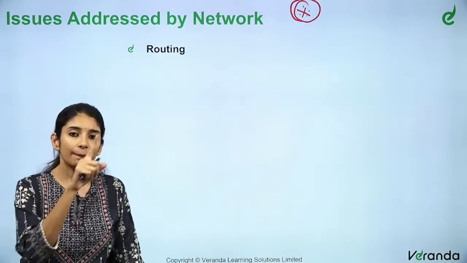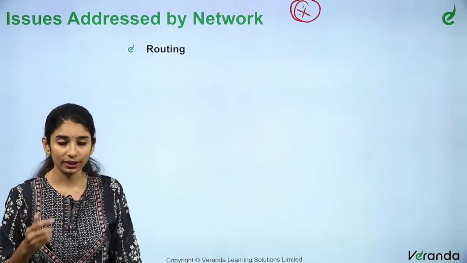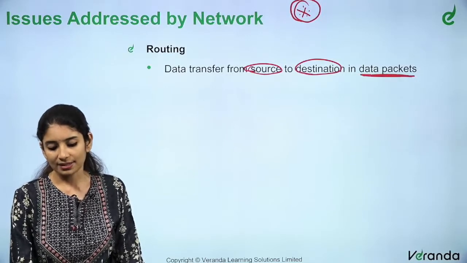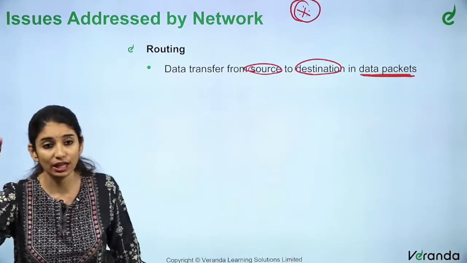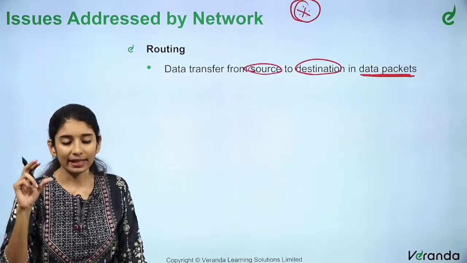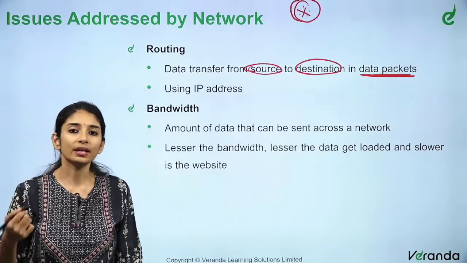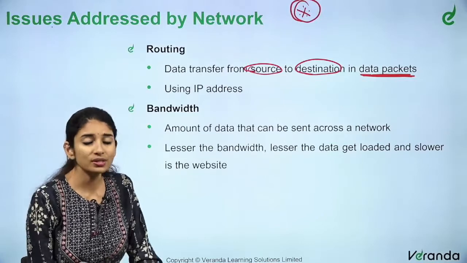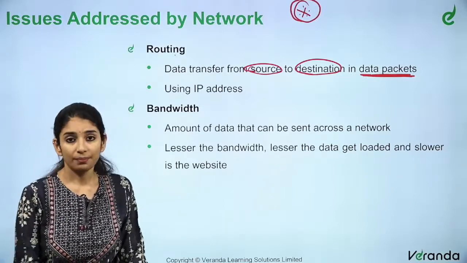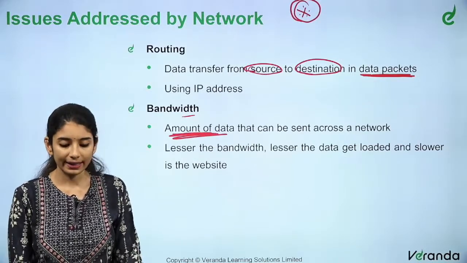Now, I have to design the best route for this packet so that no unauthorized access can be done in that route. So, routing is data transfer from source to the destination in data packets. Data is transferred from the source to the destination, from US to India in data packets using IP address. Now, this route needs to be very well established. Now, look at the question, issues addressed by a network. A network helps me in coming up with the best route. Clear?